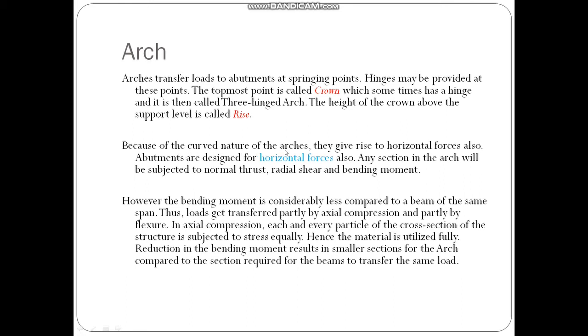Because of the curved nature of the arches, they give rise to horizontal forces also. Abutments are designed for horizontal forces. Any section in the arch will be subjected to normal thrust, radial shear, and bending moment. However, the bending moment is considerably less compared to a beam of the same span. Thus, loads get transferred partly by axial compression and partly by flexure. In axial compression, each and every particle of the cross-section of the structure is subjected to equal stress. Hence, the material is utilized fully. Reduction in the bending moment results in smaller sections for the arch compared to the section required for beams to transfer the same load.